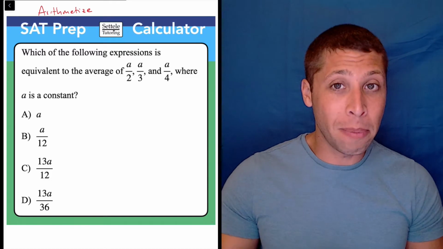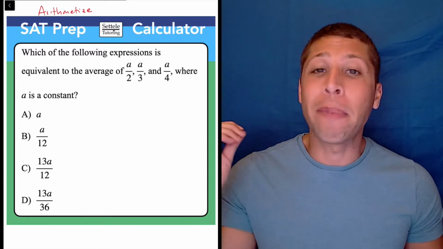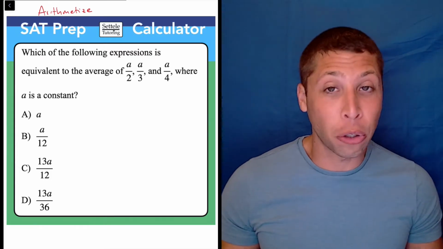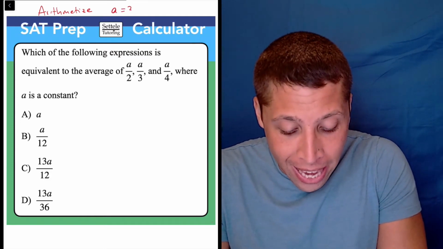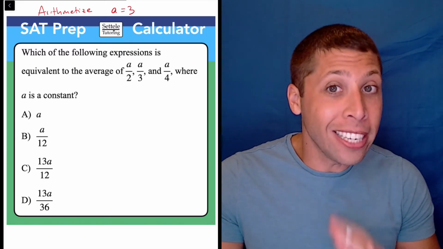So what does arithmetizing mean? It means picking a number for a variable that we know does not matter. A does not matter. It can be any number, as long as we use the same number in the question and then in the choices, we're going to be good. Now, to make the numbers a little easier, I'm going to make a equal to 3, but you don't even need that kind of forethought, right? You can pick any number, all right?